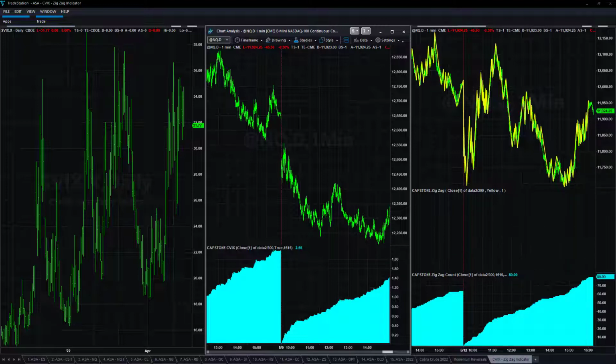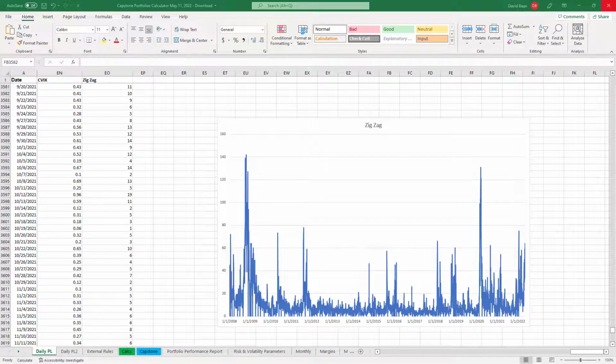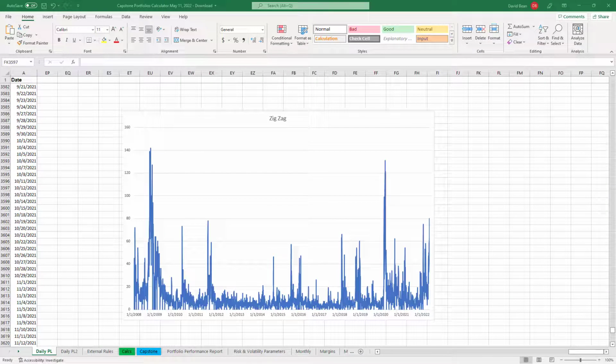So let's look at a chart of that. I'm plotting the value at the end of the day of the CVIX, of the Zig Zag indicator, the number of turning points of 1/3 of 1% of the market, previous day's market close. I haven't plotted it for today yet. If I plotted it for today, it would be up here at 80. I'm going to go ahead and add that. So there it is with today's data point. We have a zigzag of 80.